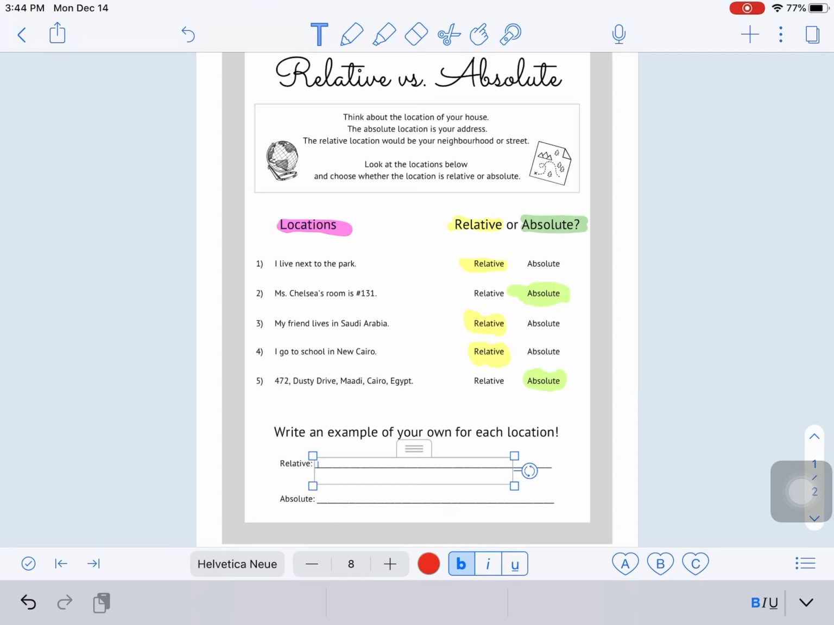All right, so again, your page will not look exactly like this. I did change up the questions. So you will be going in and answering these on your own and writing in your own example of relative and absolute location. If you have questions, please reach out.